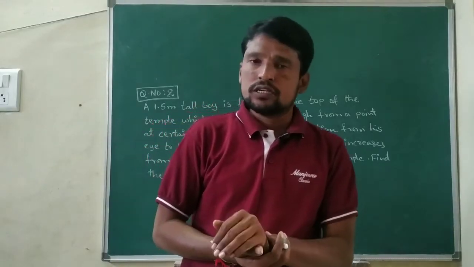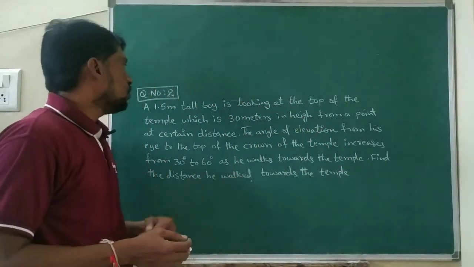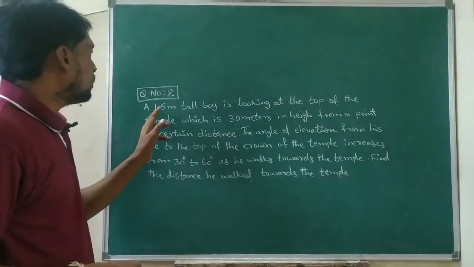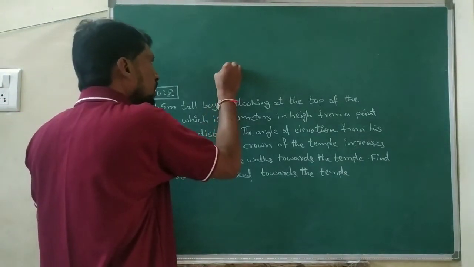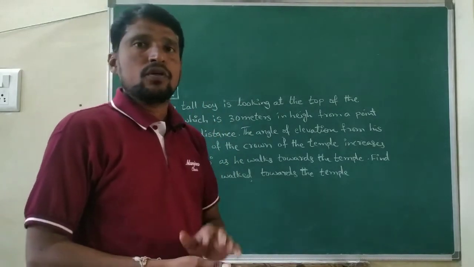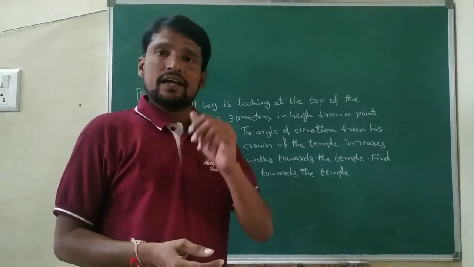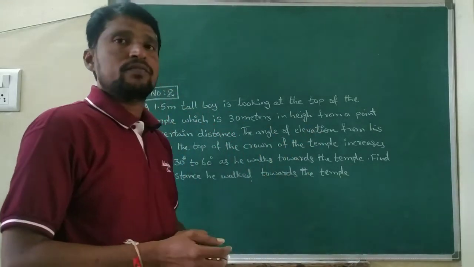Let us see the solution. What information is given in this problem? Here, a 1.5 meters tall boy. For height and distance problems like these, first we should draw the diagram. From the diagram, we need to find what they ask.